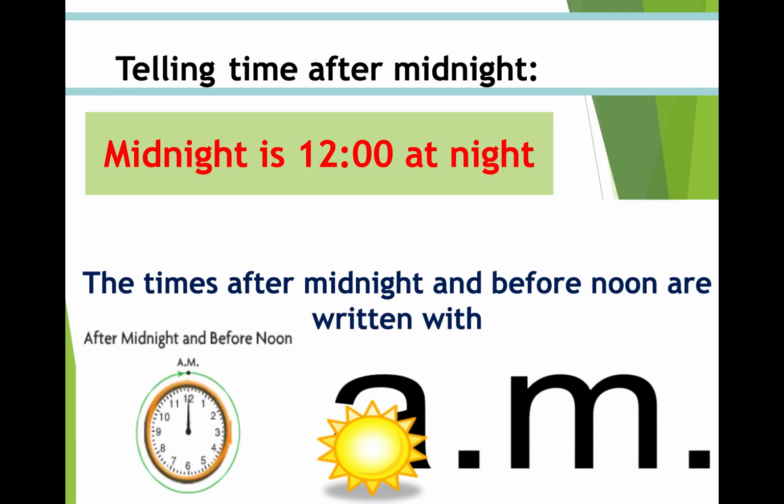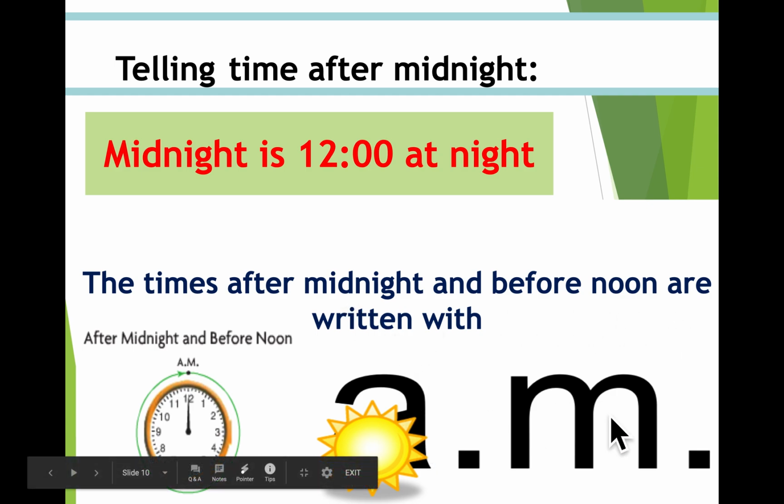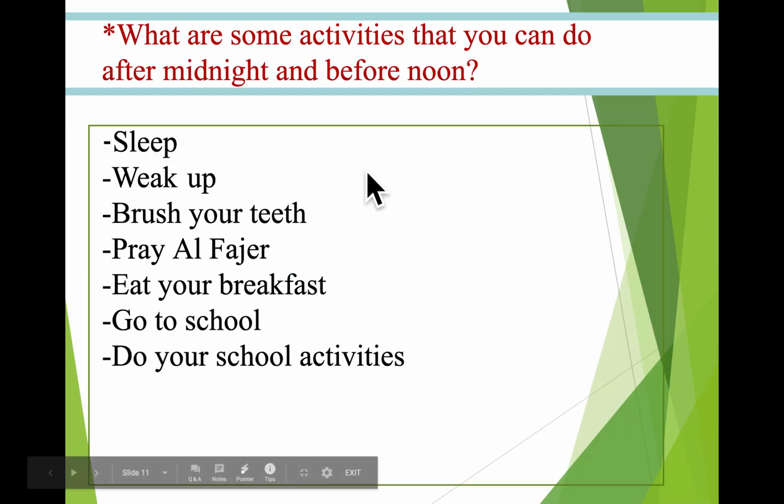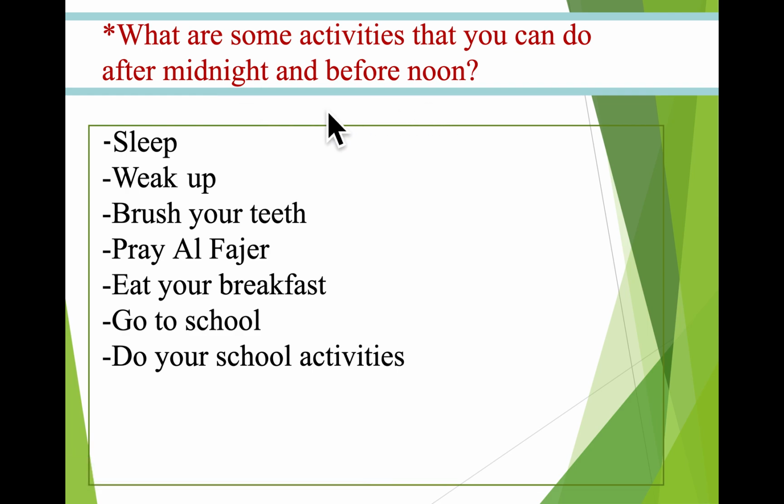Now, let's think about telling time after midnight. Midnight is 12 at night. That's 12 AM. The times after midnight and before noon are written with AM. What are some activities that you can do after midnight and before noon? Now let me think. After midnight and before noon, what can I do? Well, I can sleep, then wake up, brush my teeth, pray Fajr, eat breakfast, go to school, and do some school activities. This is all from after midnight until before noontime.